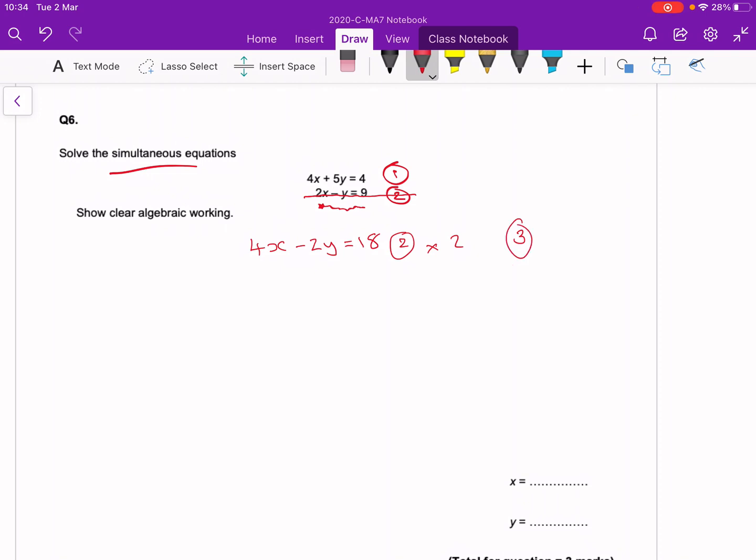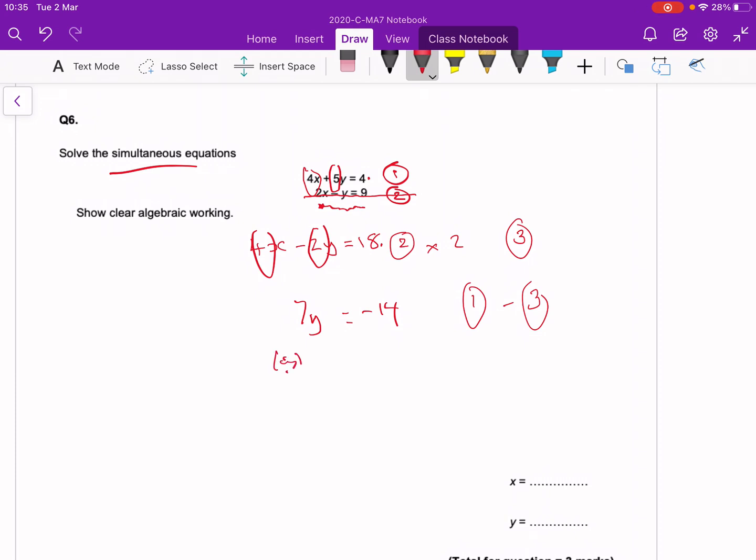Okay, so I'm going to take away equation number 1 and equation number 3 from each other, and I'm going to do number 1 minus number 3. Okay, so this 4x, take away this 4x is no x. 5y, take away minus 2y is 7y. Minus a minus is like adding it on. And then 4 minus 18 is minus 14. So now I've got an equation only with y in it.